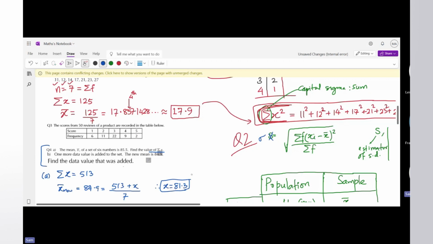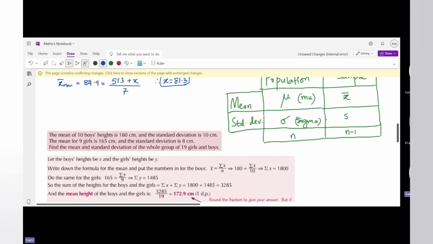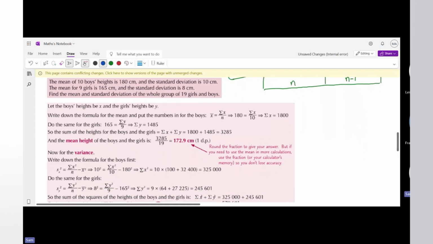So far we have done very good. So far we have done some easy problems. Let's look at a slightly more complicated problem on mean and standard deviation. Can you read the problem?